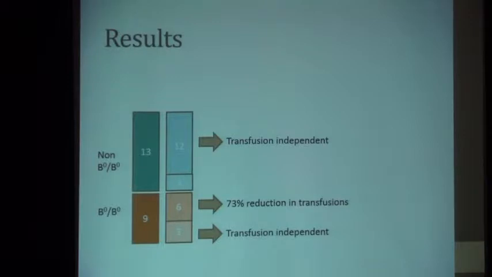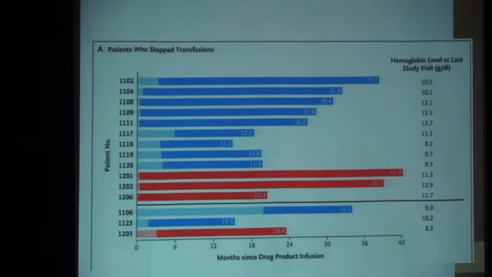And this is the bottom line of the results. We've divided this between the non-beta-0 and the beta-0 patients. Of the 13 patients that were non-beta-0, 12 became transfusion independent, and of the 9 that were beta-0, only 3 became transfusion independent, but of the 6 that didn't become transfusion independent, there was a 73% reduction in transfusions. So if we go back to the clinical management we've been hearing about this morning, obviously we would hope that our patients could become transfusion independent, but a 75% reduction in the number of units would solve a lot of problems. It would go a long way towards that.